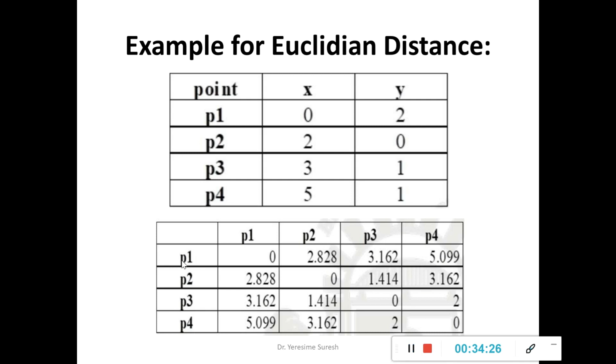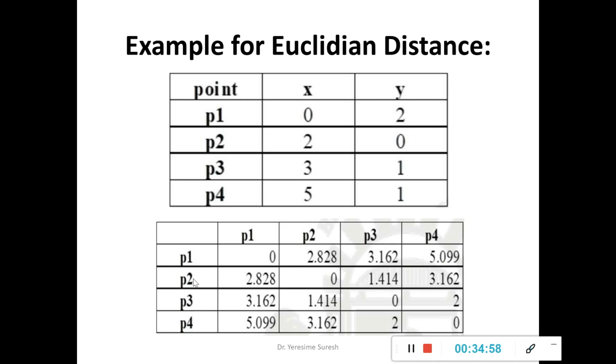So as I said, I have data objects on rows as well as columns, and I have put the values as 0 for the distance between P1 and P1, P2 and P2, P3 and P3, P4 and P4, because the distance from one object to another will vary, but the self distance for a given object will obviously be 0. So P1 to P1 is 0, P2 to P2 is 0, P3 to P3 is 0, P4 to P4 is 0.